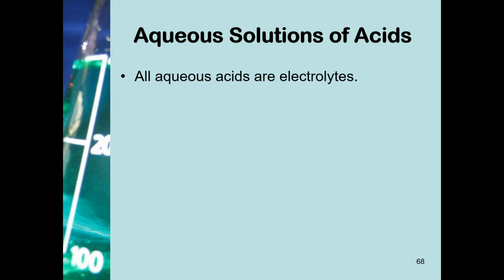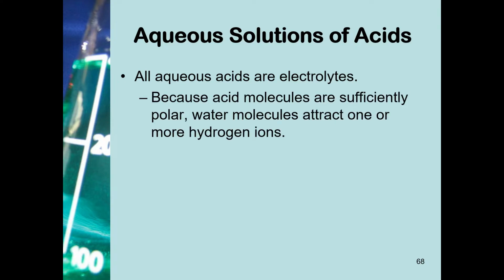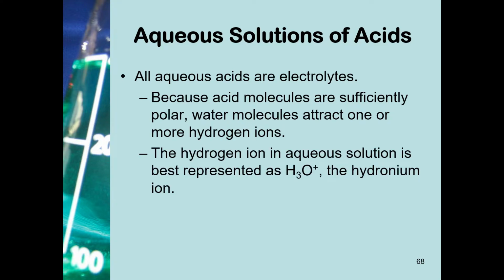Now, all aqueous acids are electrolytes. That means if I dissolve them in water and they ionize to produce ions, these ions will conduct electricity, and that means they are electrolytes. Because acid molecules are sufficiently polar, water molecules can attract one or more of their hydrogens and rip it off from the molecule to make hydrogen ions. And we have learned previously that when hydrogen ions are in an aqueous solution, those hydrogen ions are hydrated to become the hydronium ion, H3O plus. So it's like an H2O attached to an H plus.